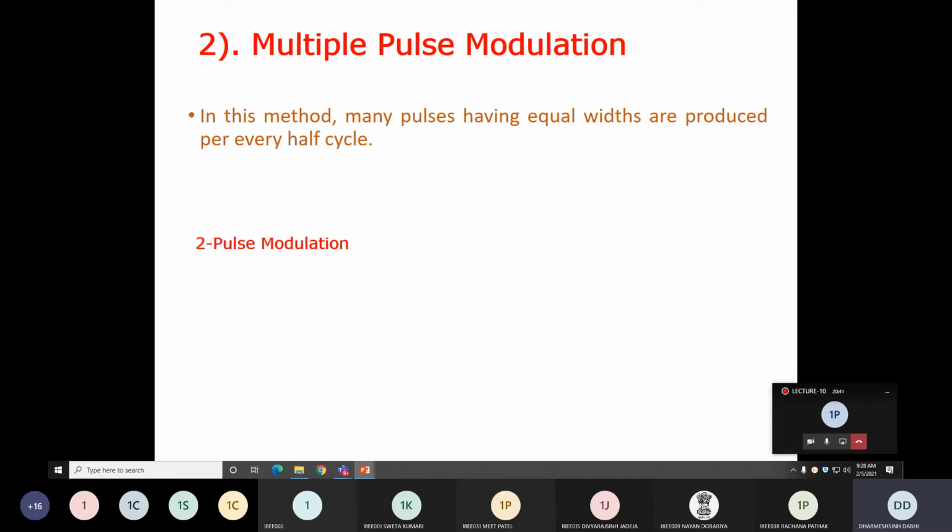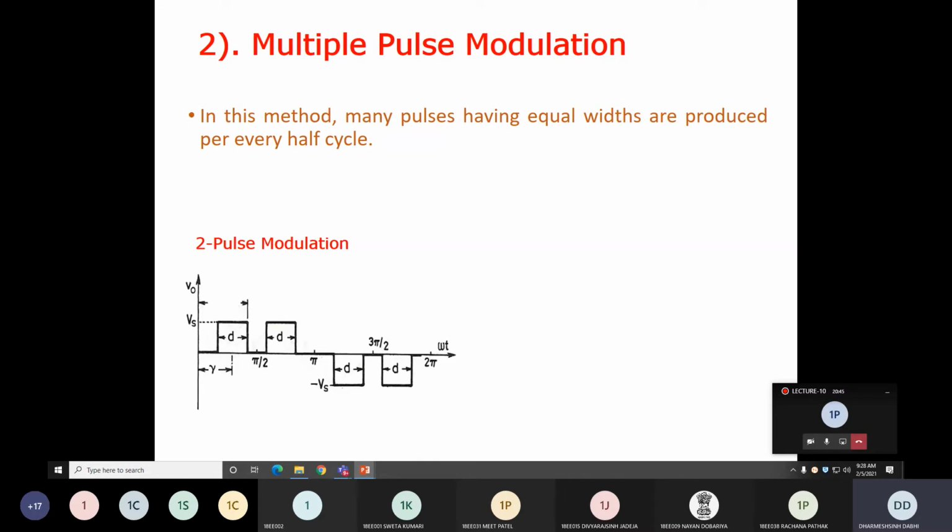Here you can see one example of 2 pulse modulation. It means there are 2 pulses per half cycle. So you get 2 pulses at the output side, you can see that they are separated by some distance, and the width of each pulse remains the same, that is d.